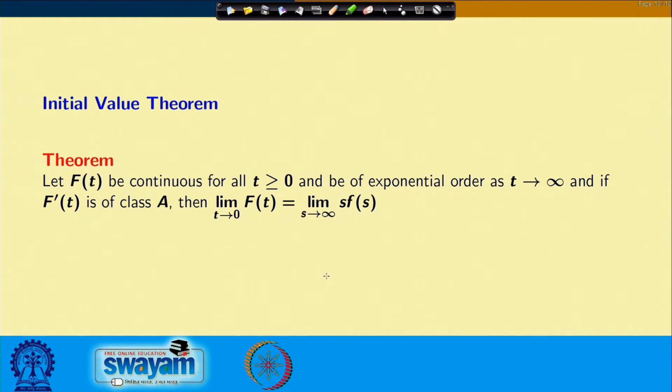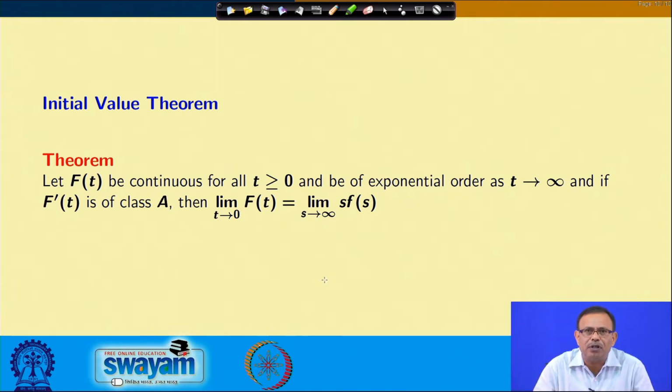This initial value theorem states that let f t be a continuous function for all t greater than equals 0 and be of exponential order as t approaches infinity. And if f dash t is of class A, that is f dash t is maybe piecewise continuous and is of exponential order, then limit t approaches 0 f t must be equals to limit s approaches infinity s f s. So, basically whenever t is approaching 0, that value for the function f t should be equals to the limiting value of s f s whenever s approaches infinity.